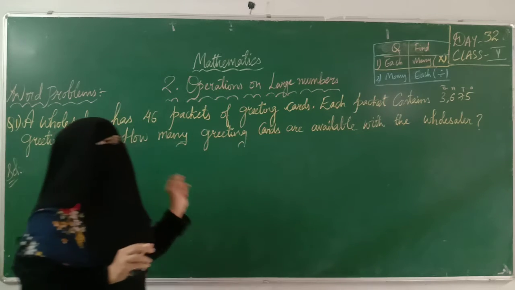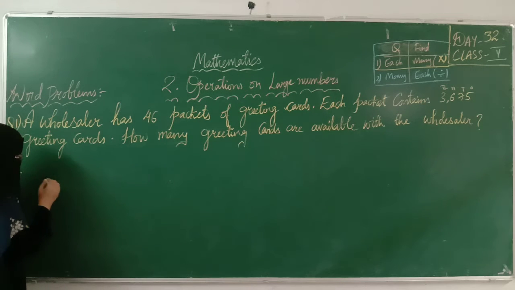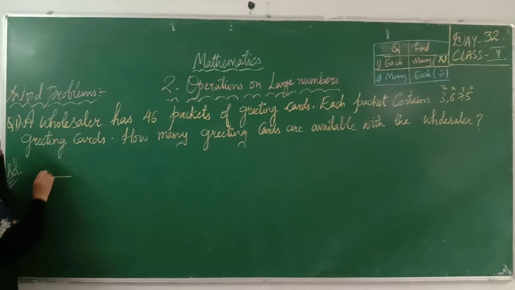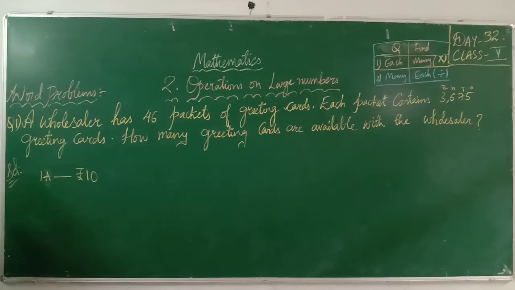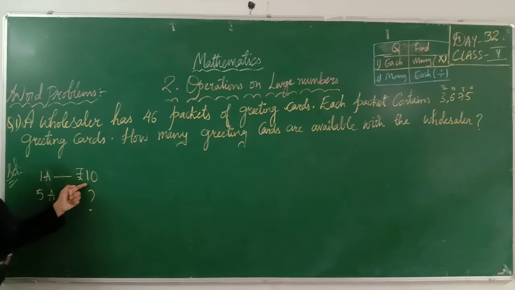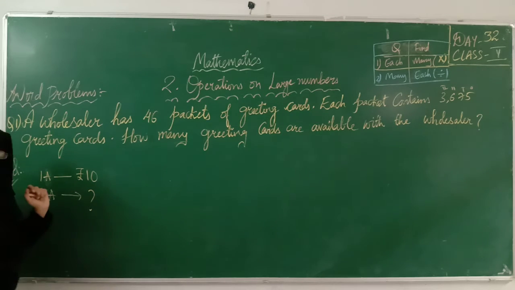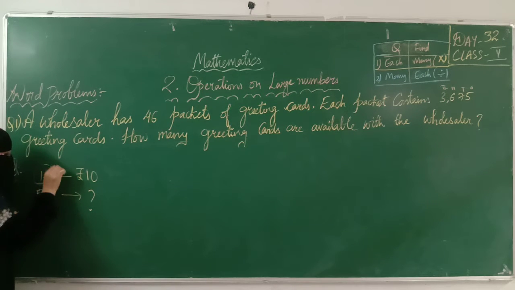I'll give you one simple question. One apple costs rupees 10. You have to find the cost of 5 apples. In that, what will you do? See, in the question, look at what is given first. 1 apple cost. 1 means each, right? 5 apples means many. So they have given each. You have to find many.